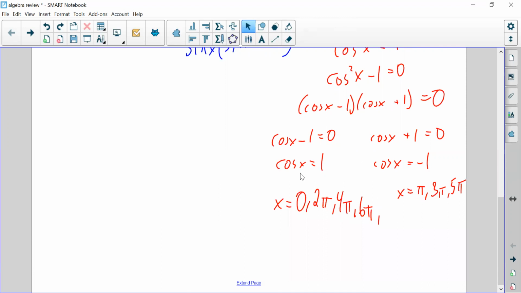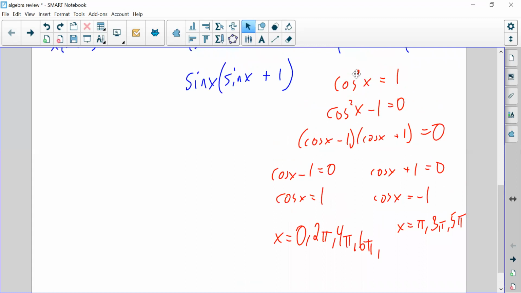The angles that have a cosine of 1 begin at 0. And then if you go around a full circle, you're at 2 pi. Another full circle, 4 pi, 6 pi, and on and on. For -1, pi has a cosine of -1. And if you go around a full circle, you've got 3 pi, which also has a cosine of -1. So this is an example of how we would solve. This is a problem that could easily be on a quiz or test.